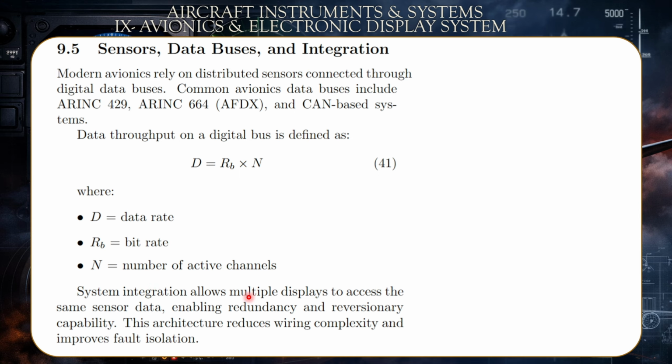Now, system integration allows multiple displays to access the same sensor data, enabling redundancy and the capability to cross-check between two instruments displaying the same value, the same data, each one operating in a different way. One is a monitored computer, the other would be another type of electronic instrument. This architecture reduces wiring complexity and improves fault isolation.